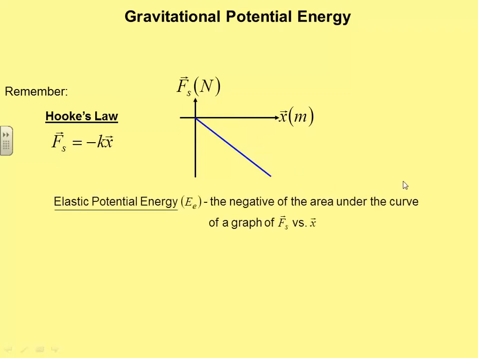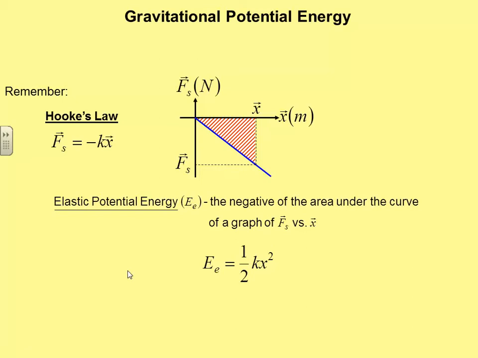So we defined the elastic potential energy as the negative, because this area is under the axis, so we want to turn it into a positive. So the negative of the area under the curve of the graph. And when we actually worked that through for an elongation x, which resulted in a force F sub s, we came up with an equation for this area, this nice triangular area, of 1/2 kx squared.